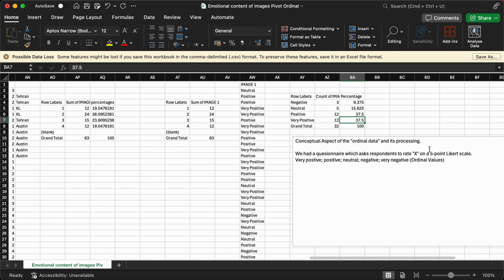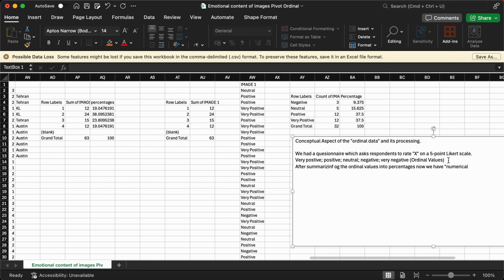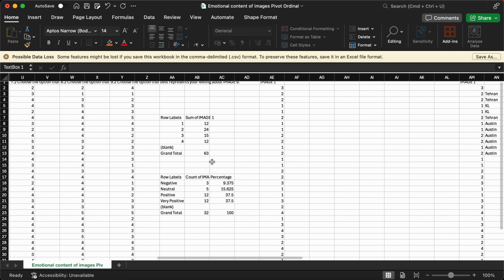Now you've got numerical values. It's a kind of like you're adding up and then you're summarizing. So after the summarizing of the ordinal values into percentages, now we have numerical values. But the error that happened here, you remember?